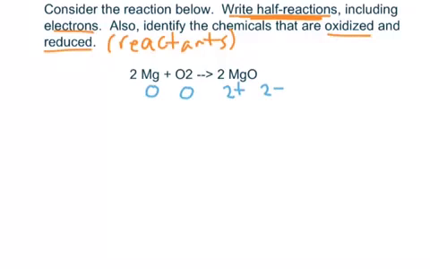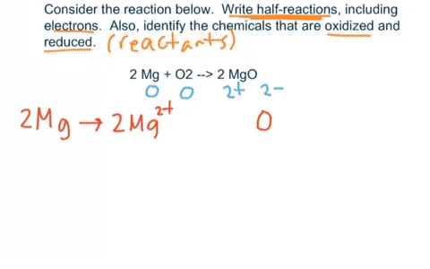So the next thing I'm going to do for a half reaction is I'm going to copy carefully, and I'm going to separate the elements. So 2 magnesiums turn into 2, and remember these were magnesium with a 2 positive charge. And then the other half will be the oxygen half, O2, turns into, and I can rewrite this as I have 2 oxide ions.